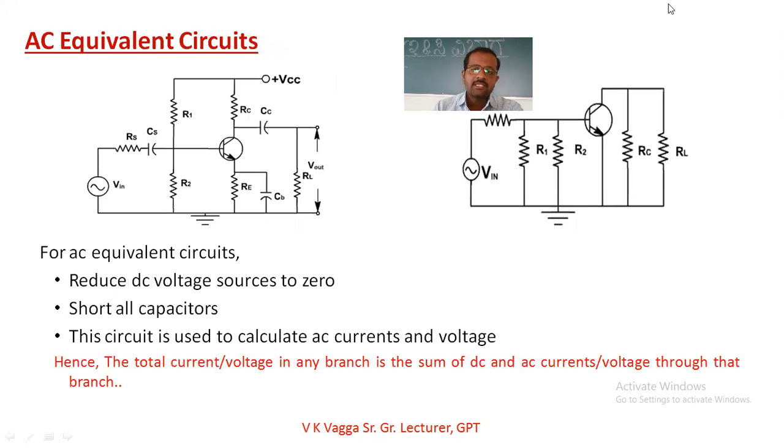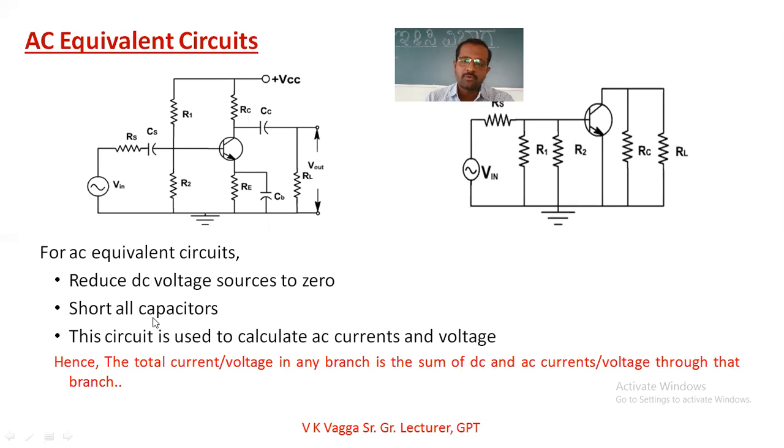And to obtain the AC equivalent circuit, the process is exactly opposite. For the AC equivalent circuit, it asks to reduce the DC voltage sources to zero, so this plus VCC, the DC voltage, is made zero, and it asks to short all the capacitors. So the AC equivalent circuit asks to short the capacitors. Each capacitor is short circuited, acting as a closed switch, and this one is also shorted. This circuit is used to calculate the AC currents and the AC voltages.